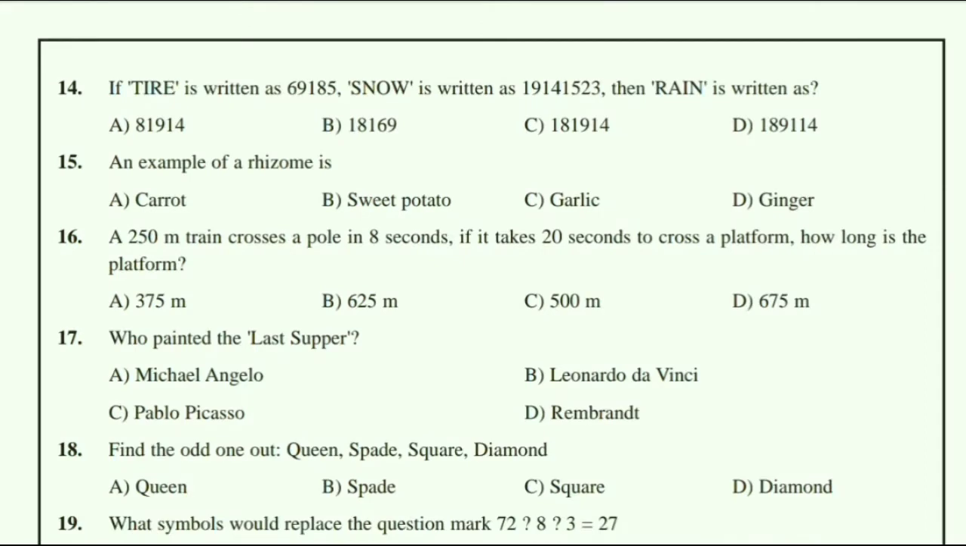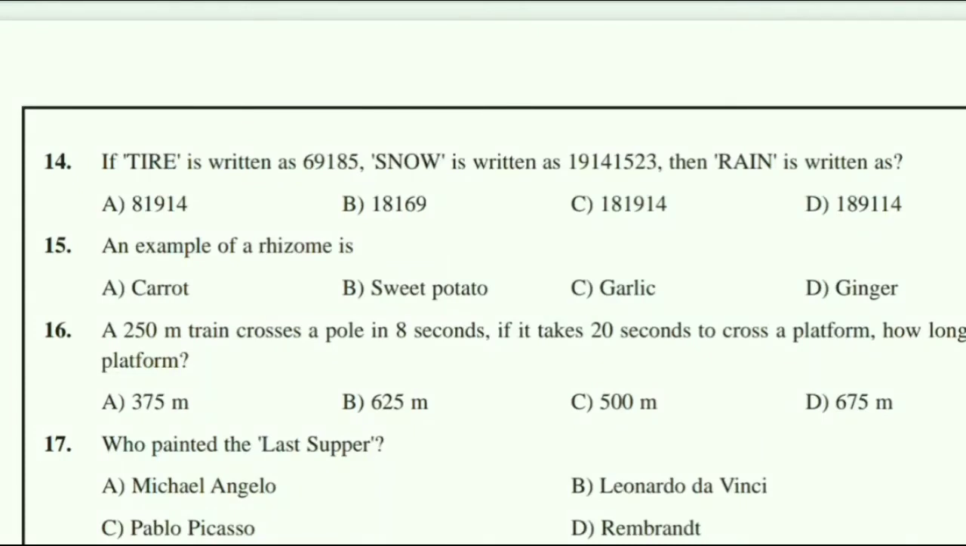An example of rhizome is? A rhizome is a continuously growing horizontal underground stem. From these options, the perfect example for rhizome from the definition is ginger.